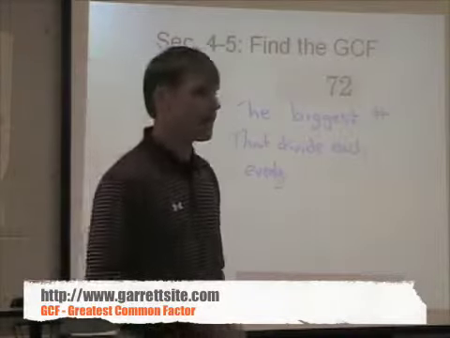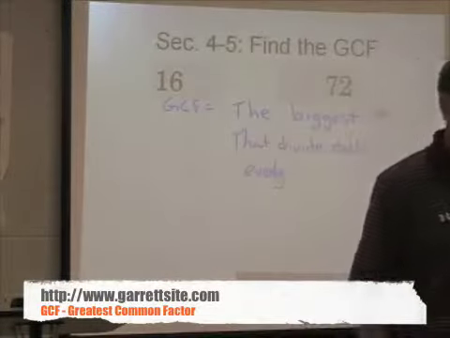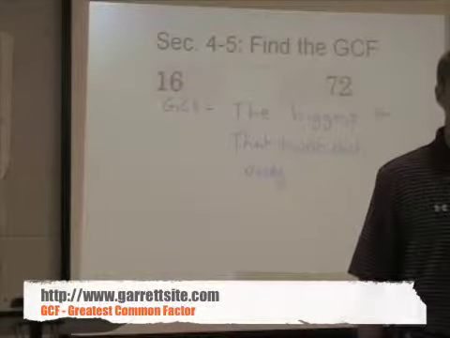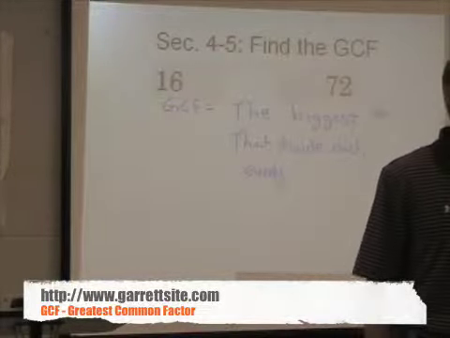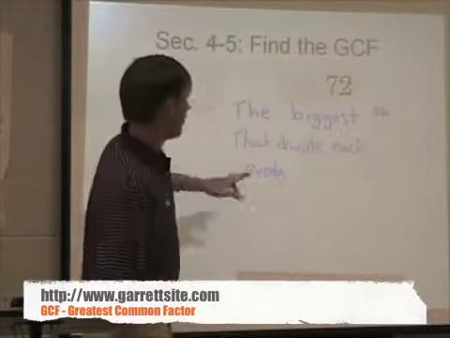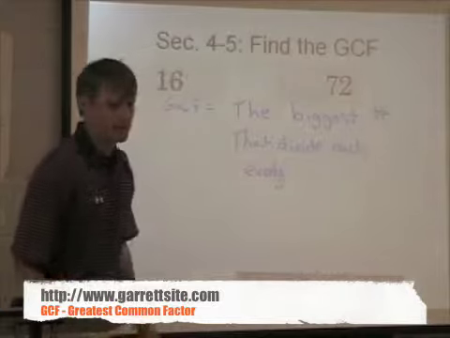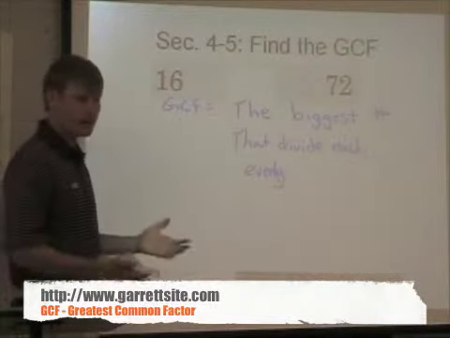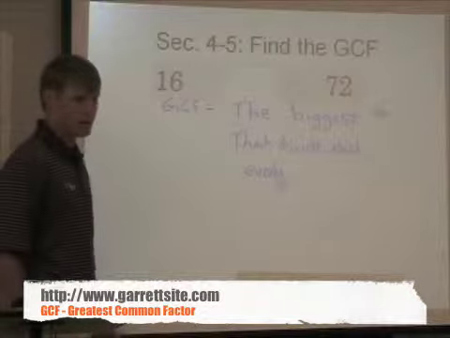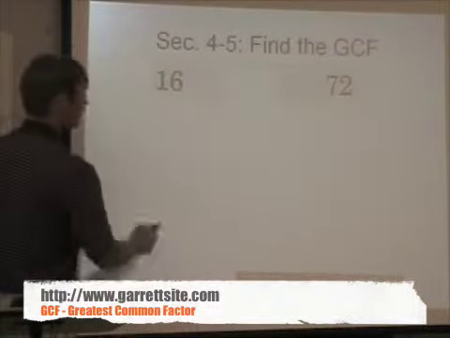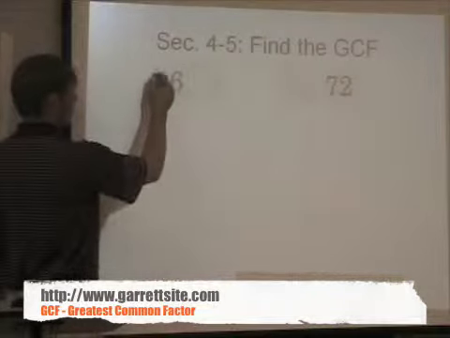Alright, so today we're talking about the GCF, the greatest common factor. I gave you a layman's definition of what GCF was: the biggest number, or the greatest number, that goes into both these factors. Okay? Not the smallest number that goes into both, but the biggest number that goes into both. Now, to start off, the way I want you to find the GCF is to factor both these numbers.